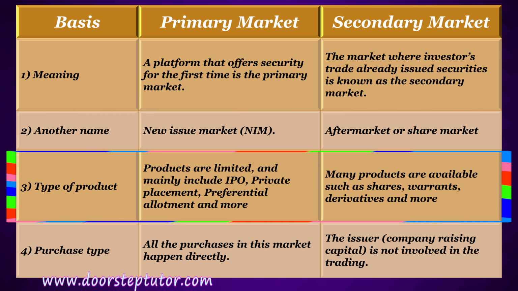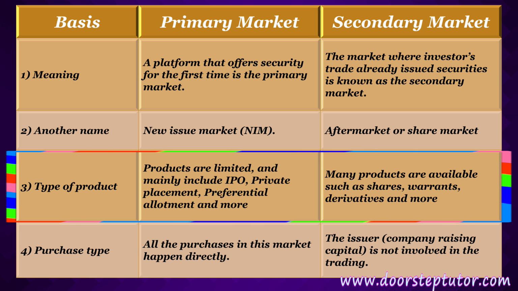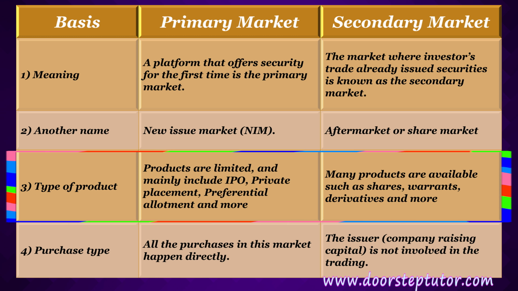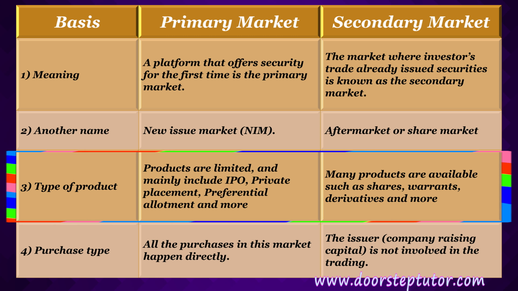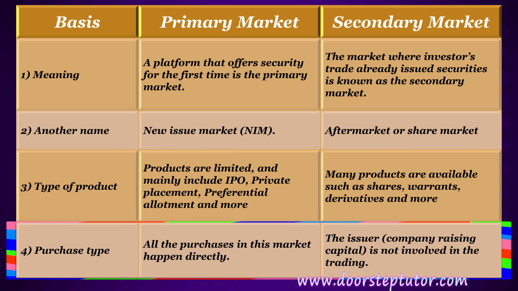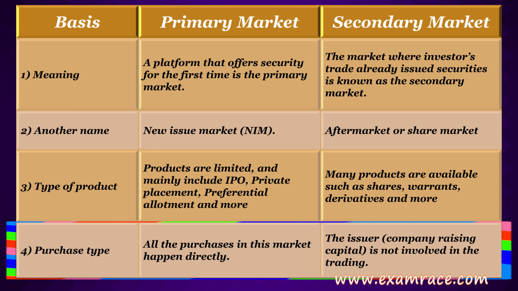Next is type of product. Products are limited and mainly include IPOs, that is initial public offering, private placement, preferential allotment and more. And in the case of the secondary market, many products are available such as shares, warrants, derivatives and more. Next is purchase type. All the purchases in the primary market happen directly, that means between the issuing company and the investor. And in the case of the secondary market, the issuer company is not involved in the trading, that means exchanges take place among the different investors.